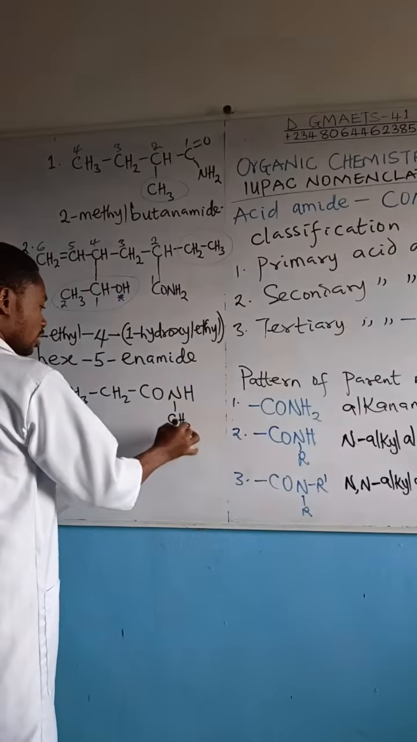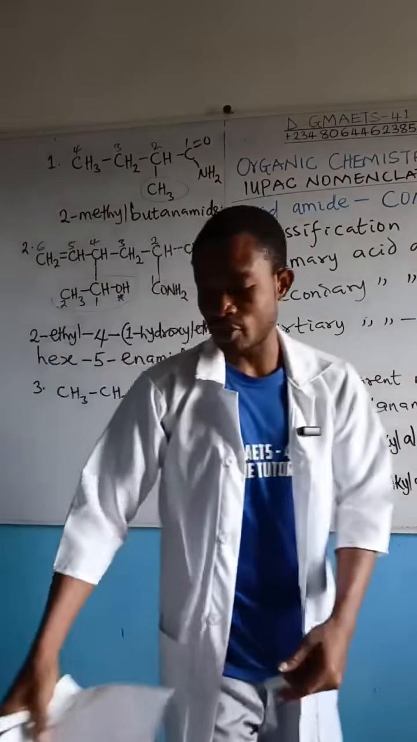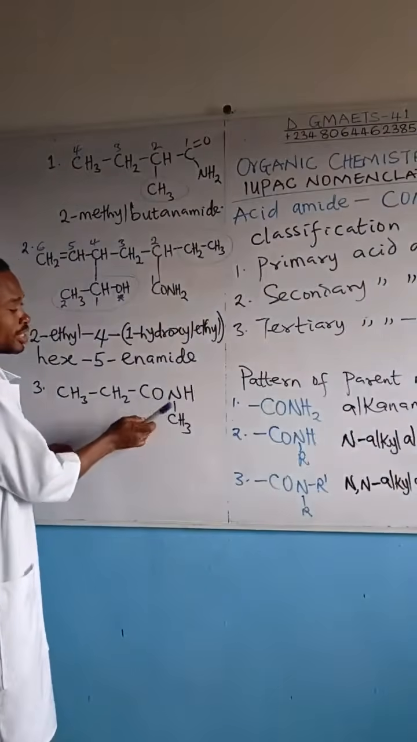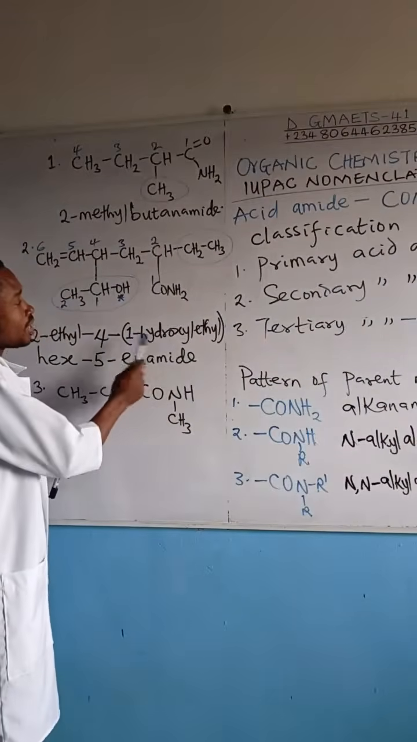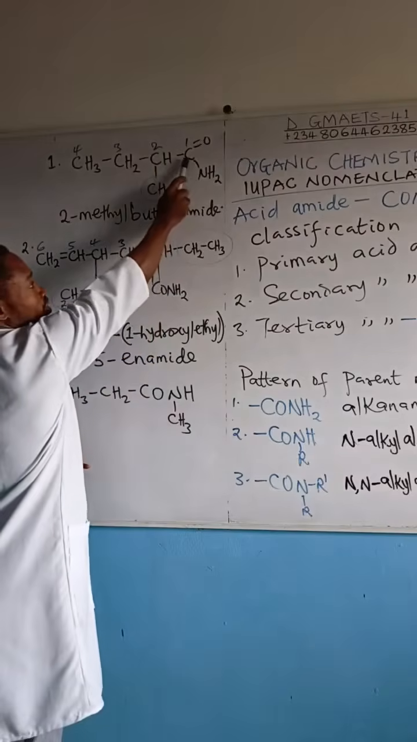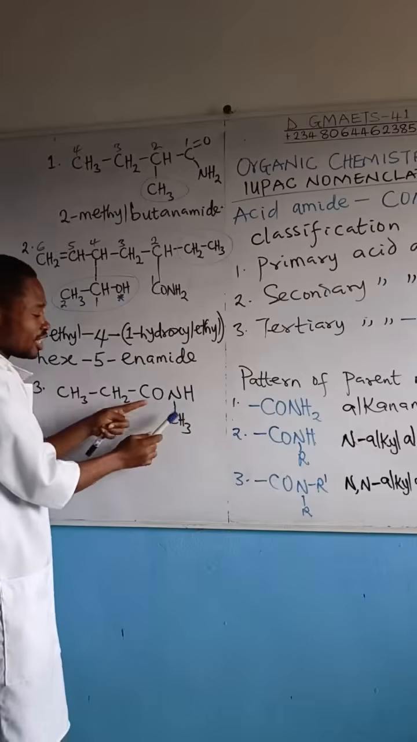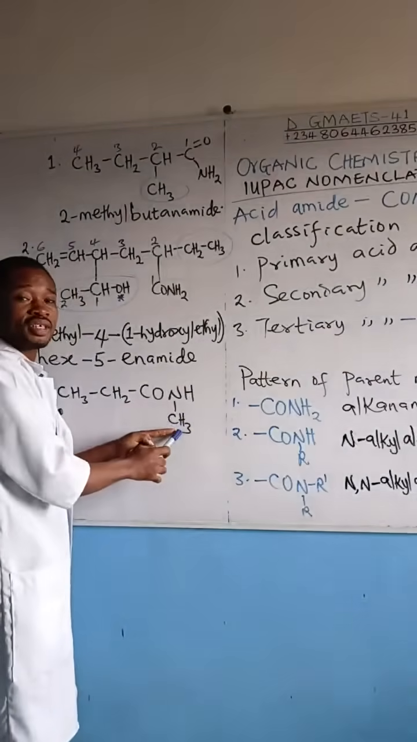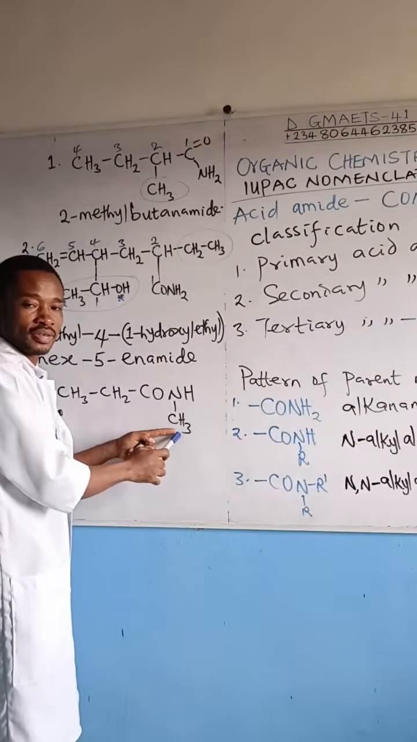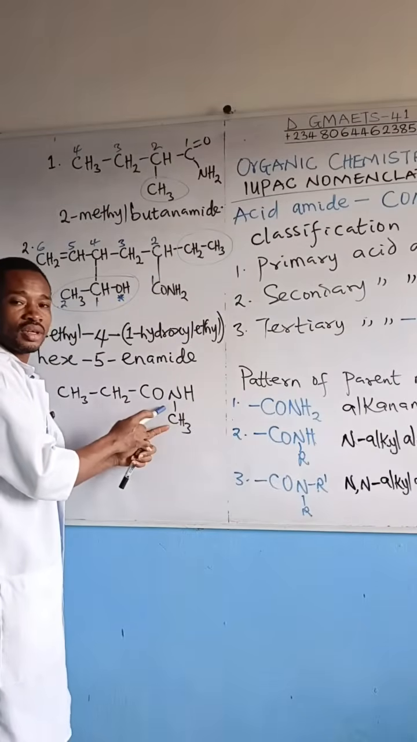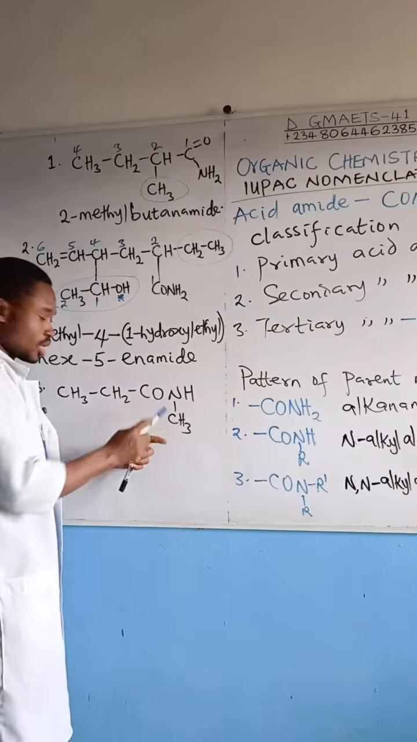So you notice something now. Look at that functional group part, CO, instead of NH2 as you have here. CONH2. You can see CONH, only one H. Then on that nitrogen, you have this alkyl group, which is methyl. Therefore, this is a secondary acid amide.